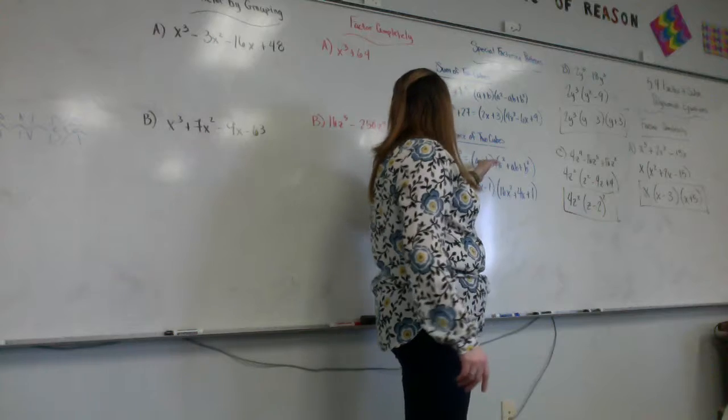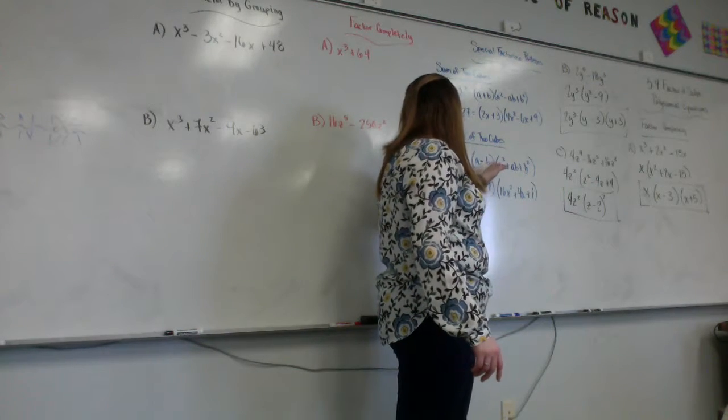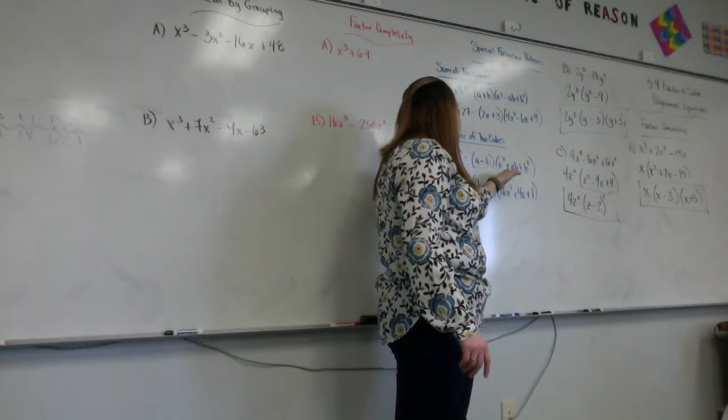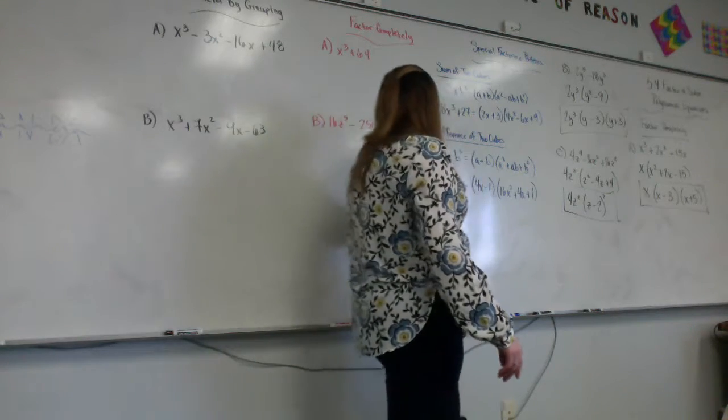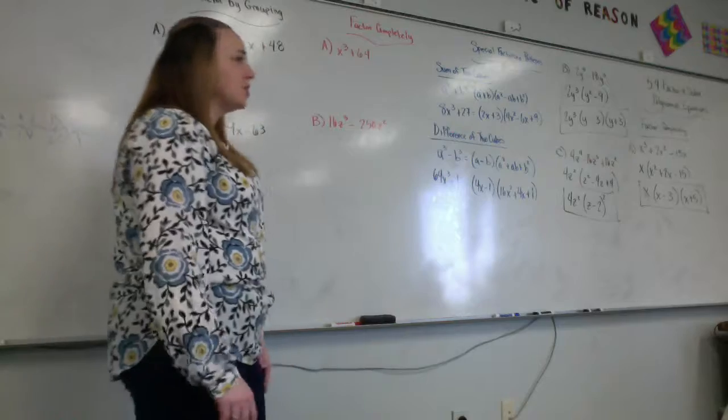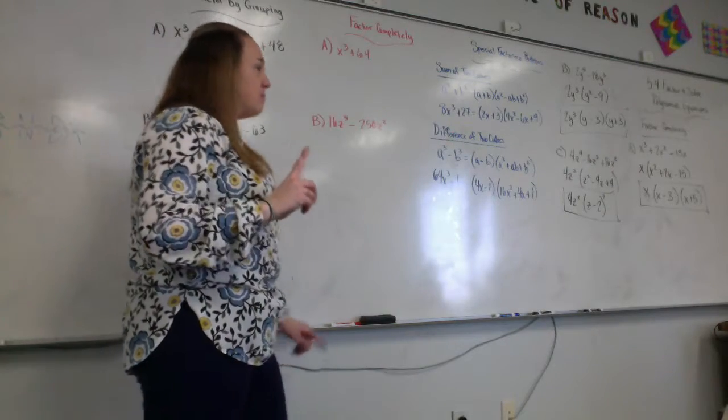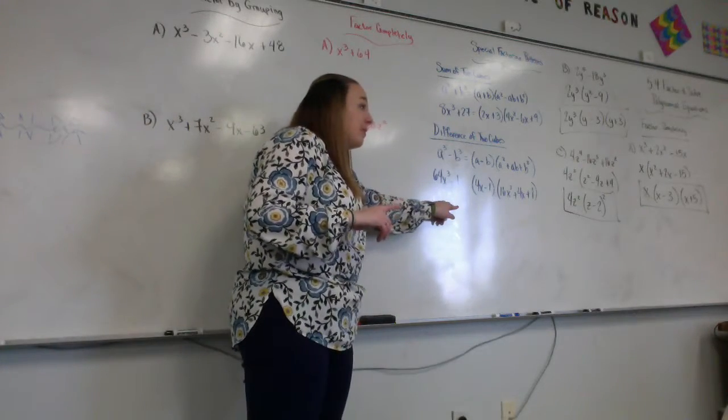So once again, this spot is my a minus my b. This spot is my a squared. This spot's my ab. This spot's my b squared. 64x cubed minus 1. This one always gets people because 1 is a perfect cube.